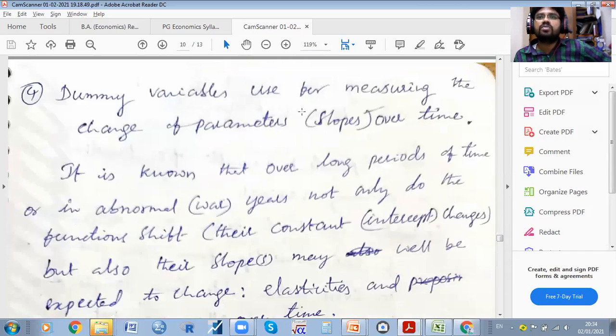Dummy variables are also used for measuring the changes in parameters, that is the slope, over time. So at the same time, dummy variables can also be used for measuring the changes of parameters. It is known that over a long period of time, that is when you take more years, in abnormal war years, not only does the function shift, their constant intercept changes. As I discussed, that constant shift also changes, but also their slopes may well be expected to change. Sometimes the slope may be expected to change.